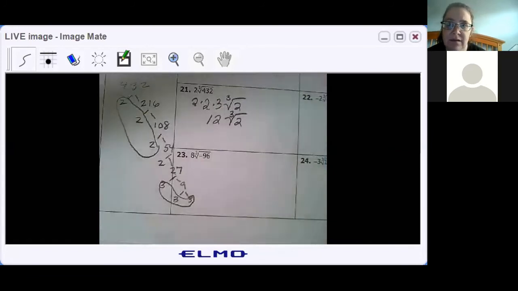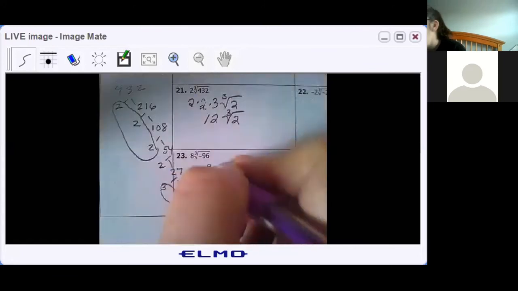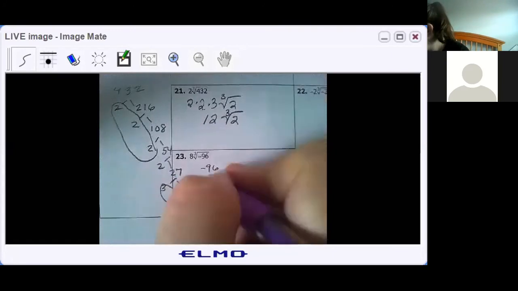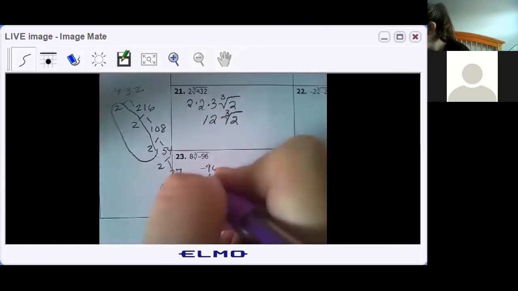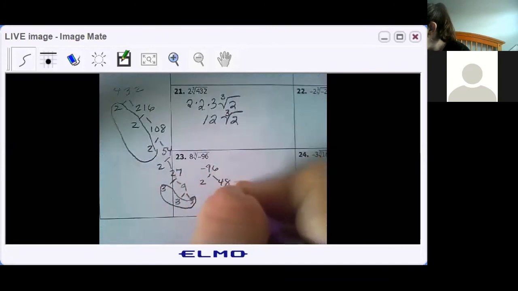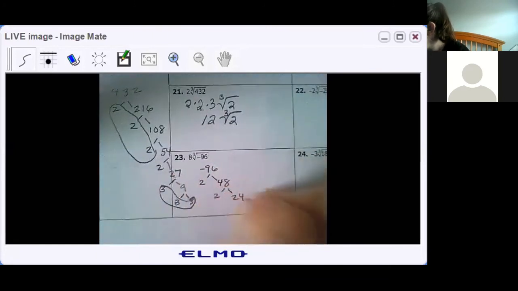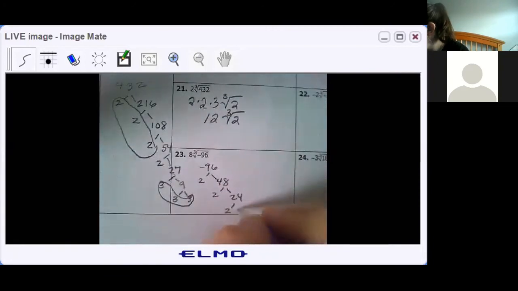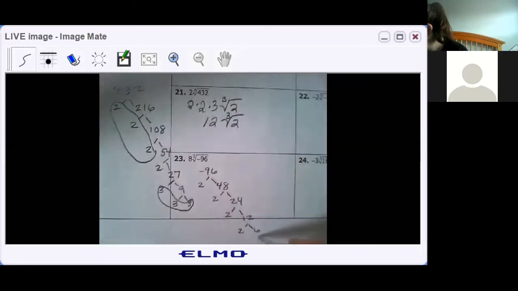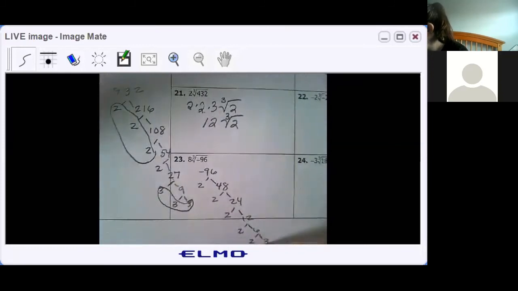Okay? So if we look at number 23, it's 8 times the cube root of negative 96. Looks like a nightmare, right? Break it down into its smaller pieces. Start with the negative 96. It's an even number, so it can be divided by 2. Okay, 2 goes into 96 48 times. And then that's 2 times 24.